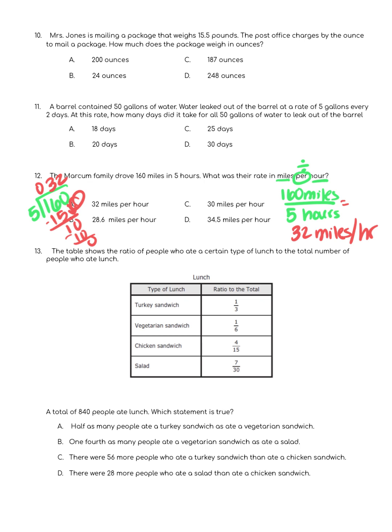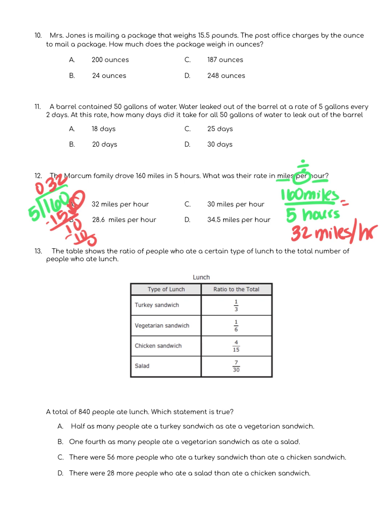Okay, number 13 is a lot more work. It's a harder one, but it's just more work. It's not as much hard as it is just kind of tedious, a lot of work here. The table shows the ratio of people who ate a certain type of lunch to the total number of people who ate lunch. So turkey sandwich, 1 to 3. So 1 out of 3 people ate a turkey sandwich. Vegetarian sandwich, 1 out of 6 people had. Chicken sandwich, 4 out of 15. Salad, 7 to 30. It says a total of 840 people ate lunch.